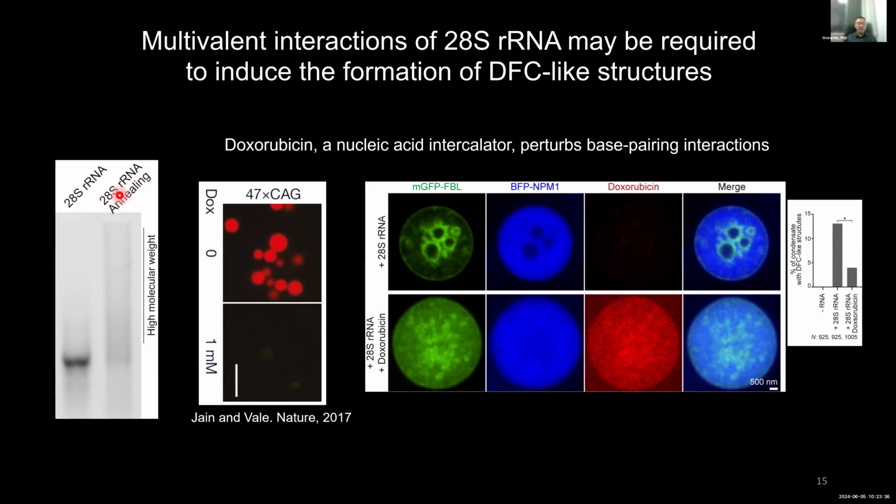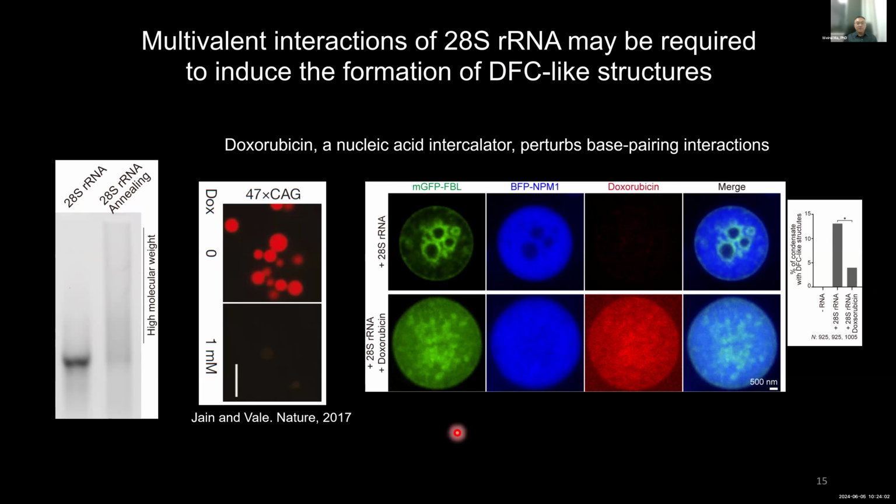28S RNA, and then we ran a native agarose gel. You can see after annealing, in the native agarose gel, 28S RNA forms this very high molecular weight species, which means 28S RNA indeed has the ability to form intermolecular RNA interactions. So we can say 28S RNA is a multivalent RNA.